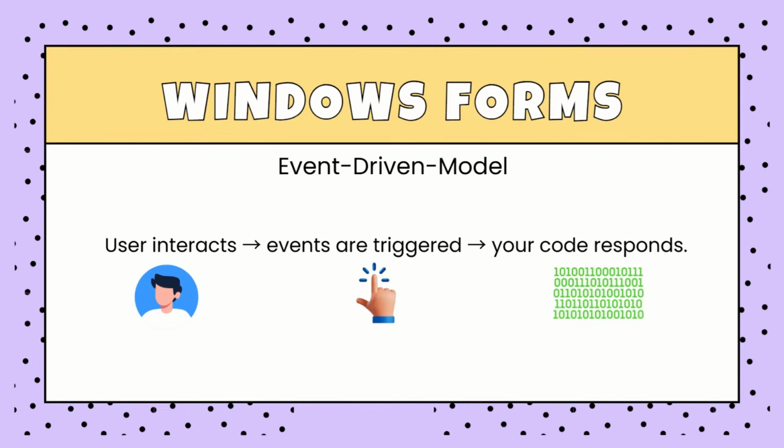That simply means the user interacts with the application, events are triggered, and code is executed. Just remember this point. Development in WinForms is event-driven. The code is only executed when the event is triggered or fired.